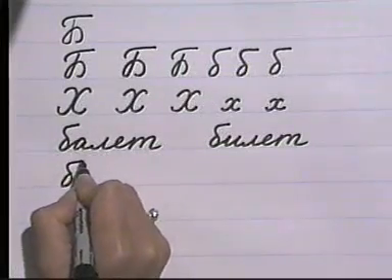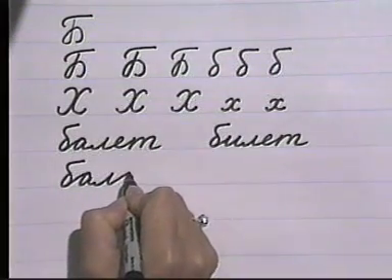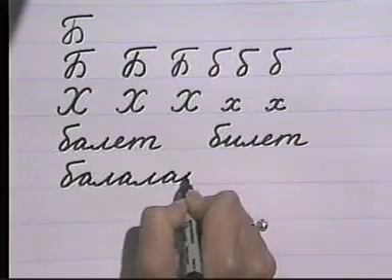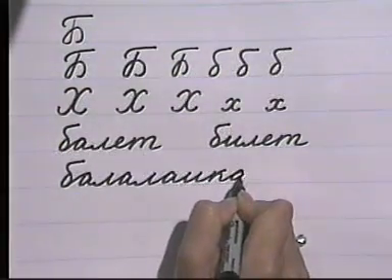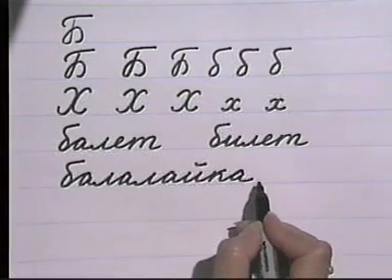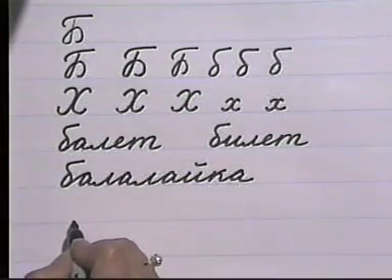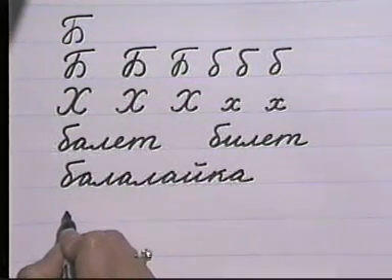Балалайка. Ba-la. It's a longer word. I have to struggle with it. Balalaika. And don't forget to put a little cap on top of the letter Y. Balalaika. And you already know that the number one winter sport in Russia is hockey.